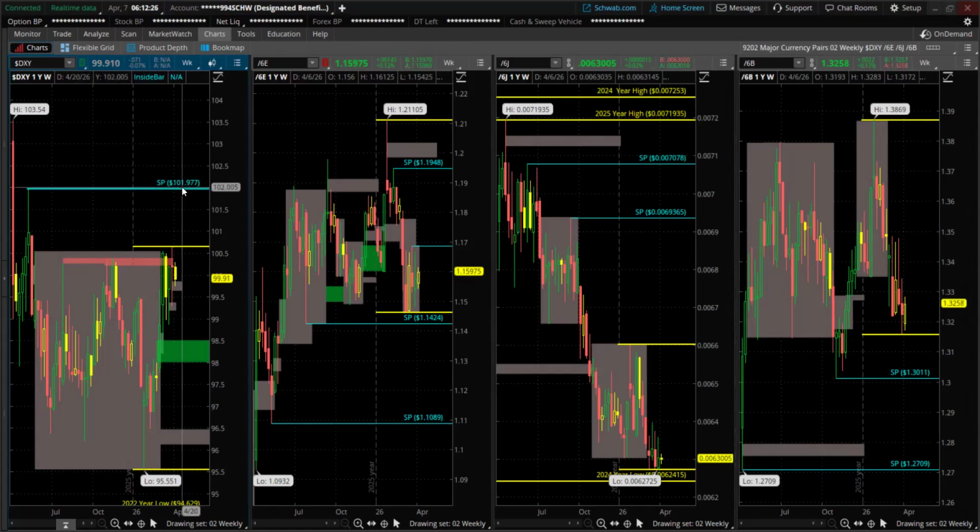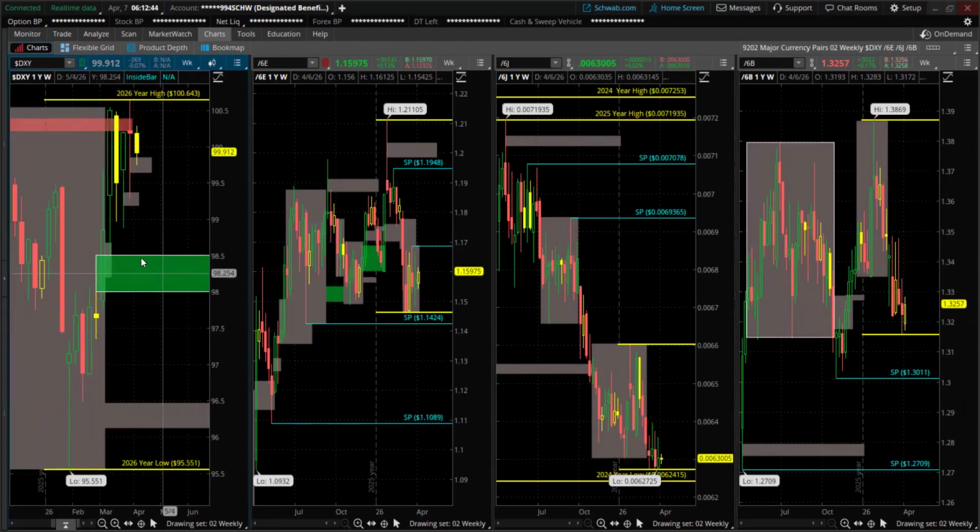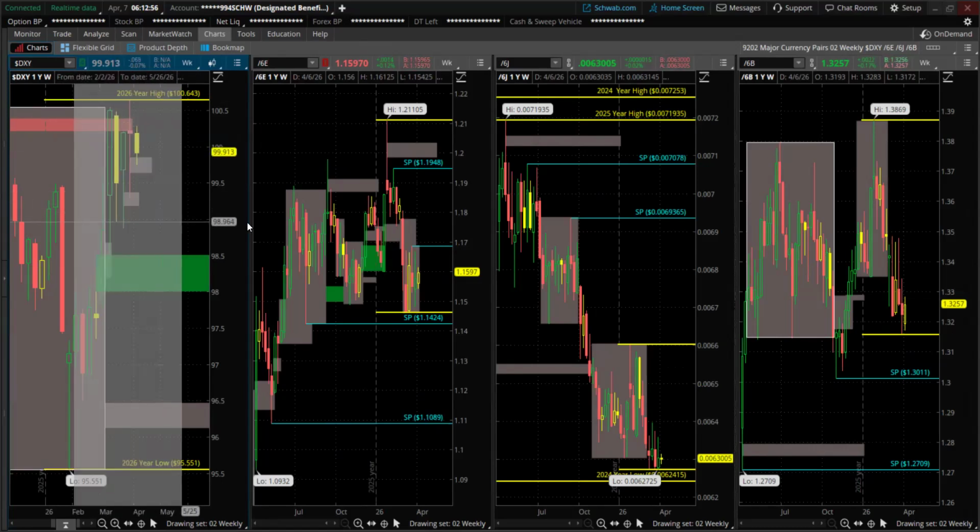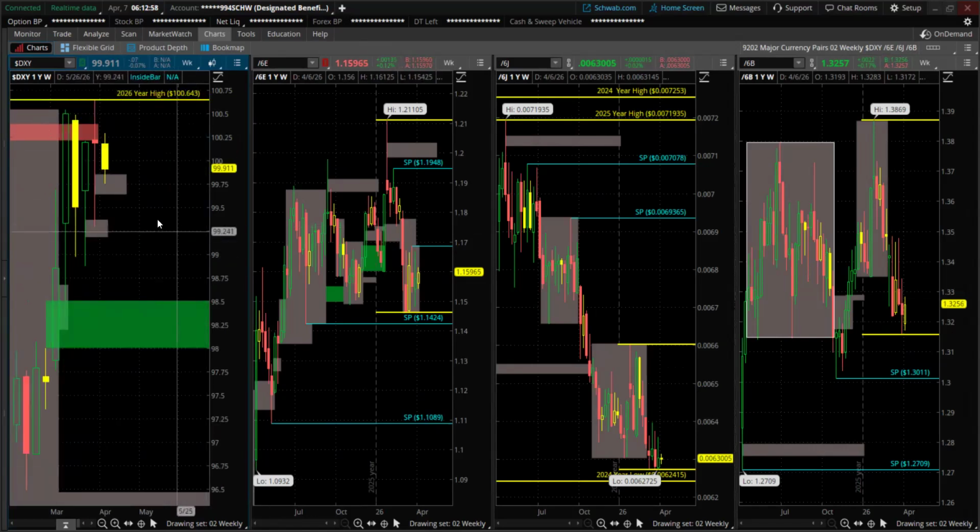Looking here again at 4 grids, each one's a week. Far left, US dollar index. Second from the left is the euro. Third from the left is the yen. And the last one on the right is the British pound. So on the far left, yellow horizontal line, the high of the year for the US dollar, which was last week. And current week, inside candle. We haven't taken out the high or low of last week.